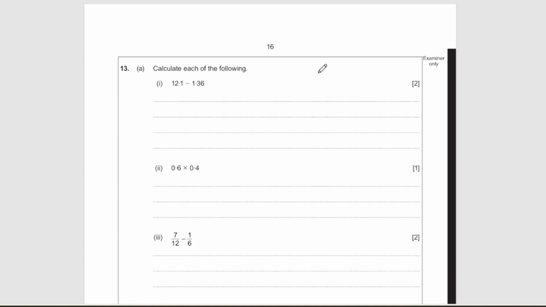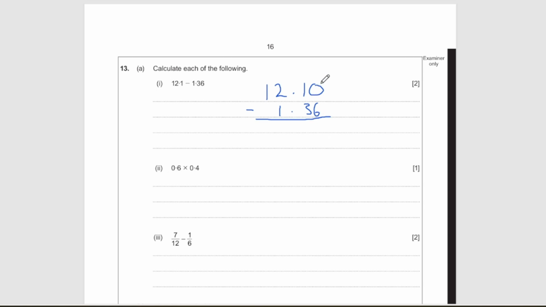Calculate each of the following. 12.1 minus 1.36. Let's use column method. Love a bit of column method. However, just to make it easier, I'm going to change this 12.1 to 2 decimal places. I'm going to add a 0 on the end. And we're minusing 1.36.